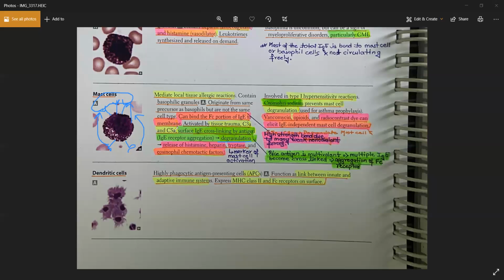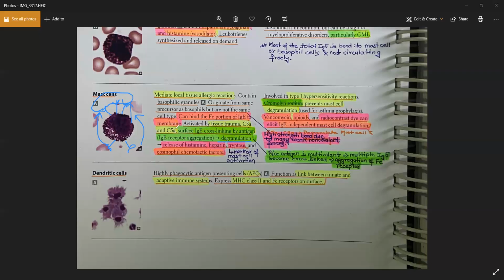Morphine. Yeah. One is vancomycin. Morphine and vancomycin, or you can say the opiates, the opioids and vancomycin, they can cause a direct mast cell degranulation also. So apart from IgE antibodies, tissue trauma, C3a, C5a, vancomycin or these opioids, they all can cause direct mast cell degranulation.